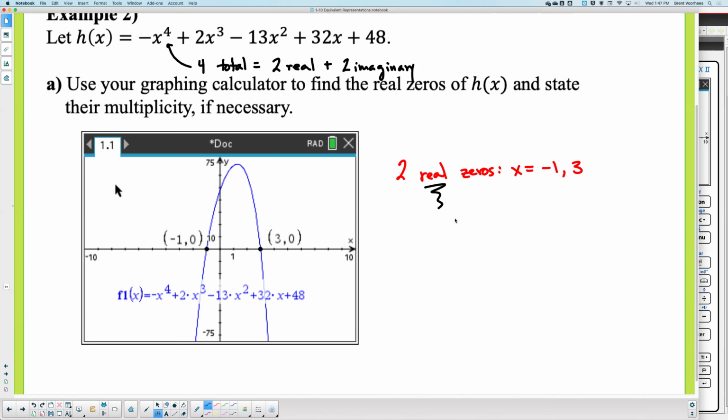So is everybody clear on why there's 2 imaginary zeros? Why are there 2? Because the degree is 4. There has to be 4 total. These do not have multiplicity. The multiplicity would be considered 1. So that's only 2 zeros. I've got 2 left over.